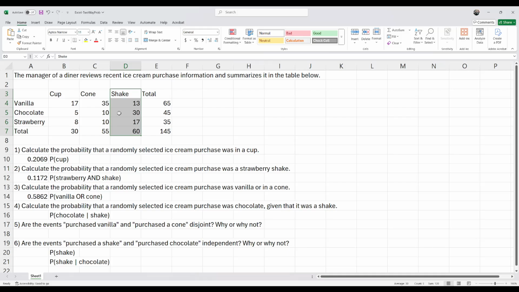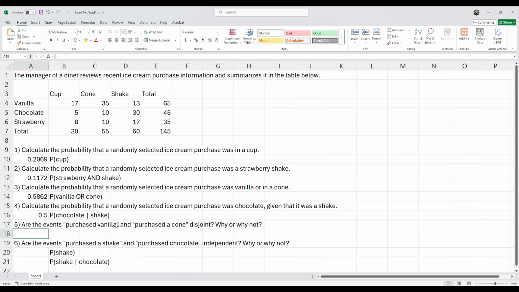And so that's going to look like, we would not use the grand total of 145, but instead we'll use that subtotal of 60. Out of all the shakes that were purchased, what percent of them were chocolate? It would be the 30 over 60. So we would divide 30 by 60. We know that's going to come out to be 1/2 or 0.5.